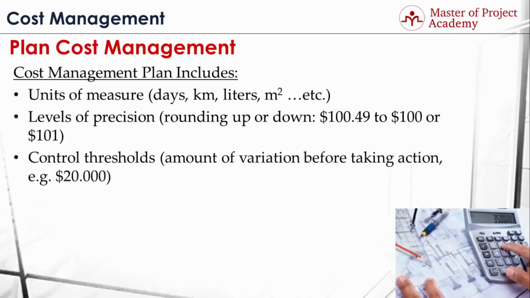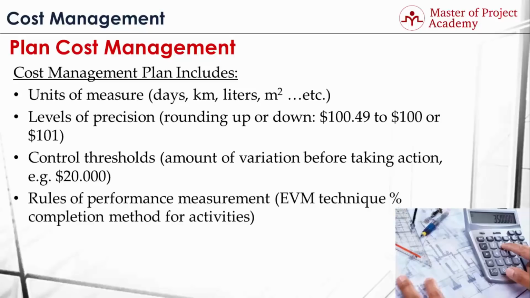Control thresholds must be included in the cost management plan as well. For instance, what will be the amount of budget variance to take action to get back on track? If you're managing a $1 million project, and if you set 20,000 as control thresholds, this means you need to take corrective actions if you're more than 20,000 behind the schedule.